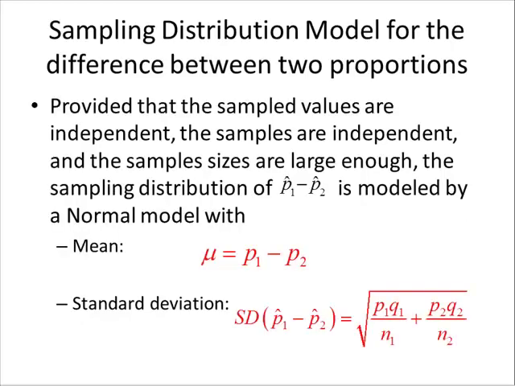So the sampling distribution model for the difference between two proportions, provided that the samples are independent and the sample sizes are large enough, is going to be a normal model where the mean is p1 minus p2, and the standard deviation, this is new, is the square root of p1q1 divided by n1 plus p2q2 divided by n2.